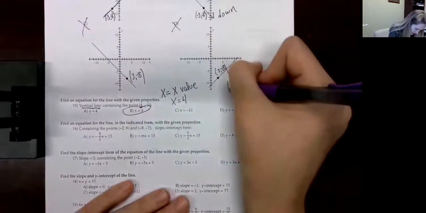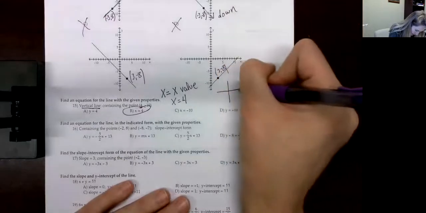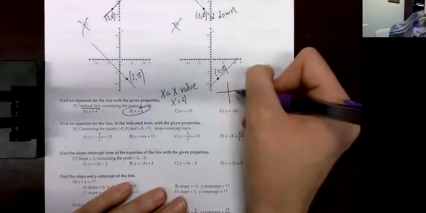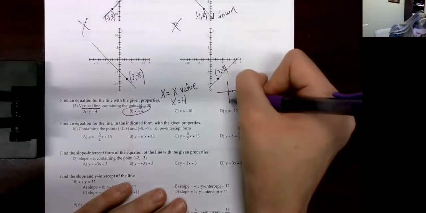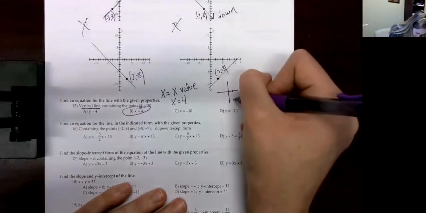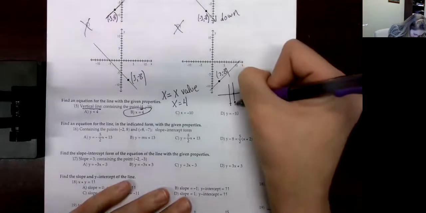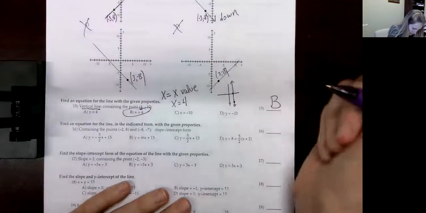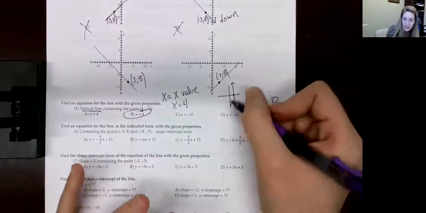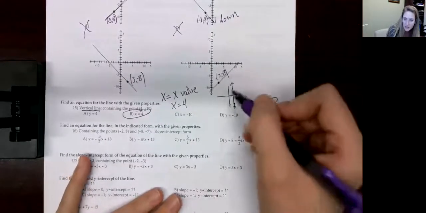The other way to think about this one is if we had a graph, and we're going to pretend. So we'd have our +4 and -10 somewhere down here. And if we drew a vertical line here, the only thing that stays the same this entire time is that our x value is 4.